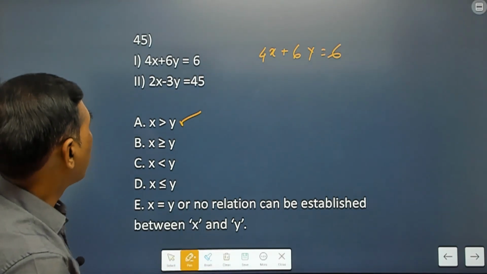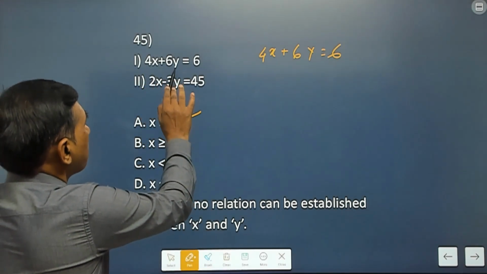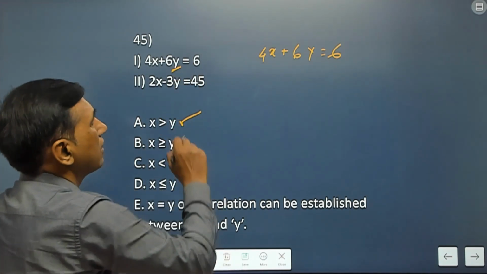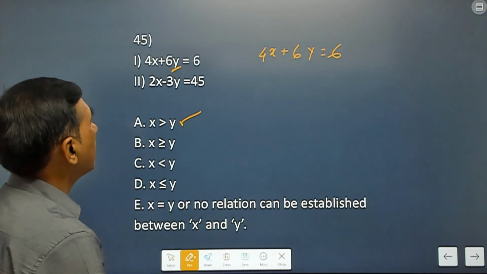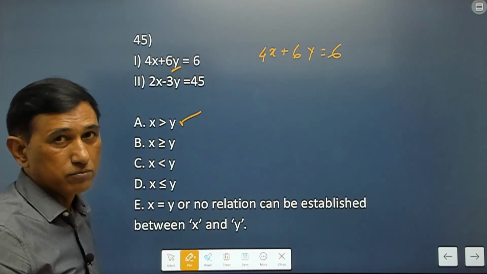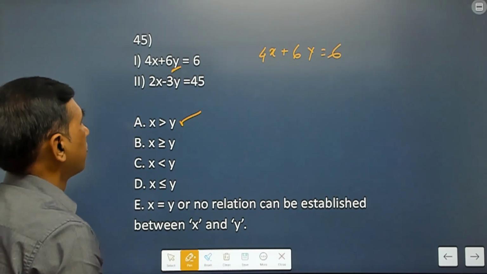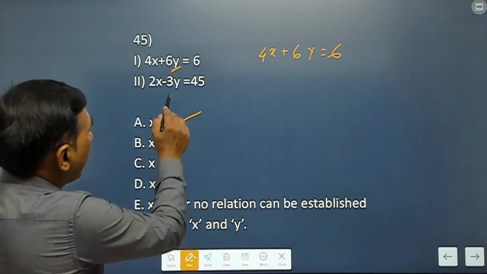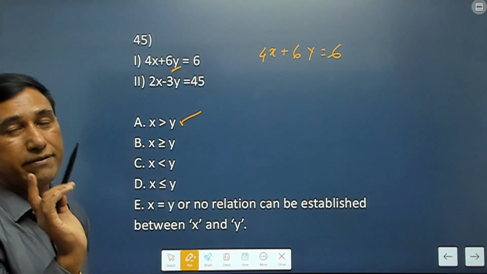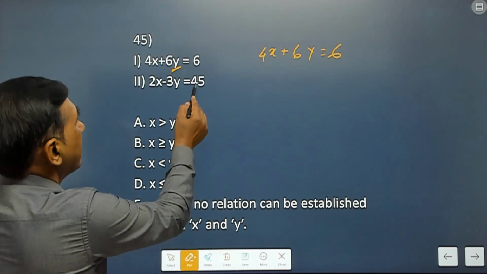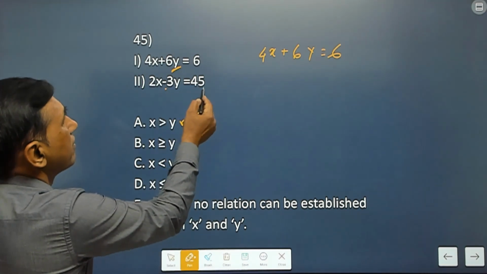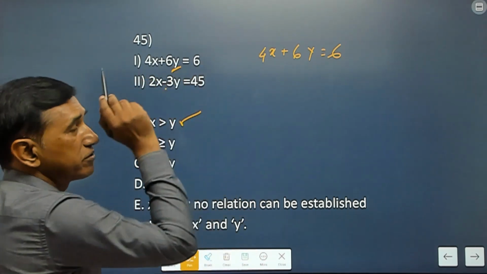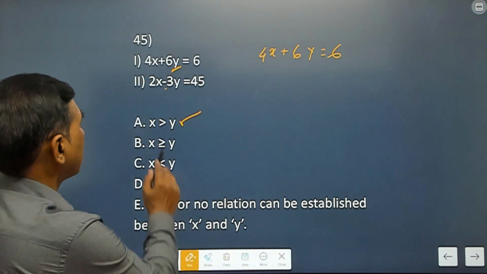Why? Because 4x plus 6y is equal to 6, so y has to be certainly a negative number. Then only it will be a smaller number. Because 2x minus 3y is equal to 45, so y has to be a negative number. When you are subtracting, the number is bigger. When you are adding, the number is smaller. So x is greater than y.